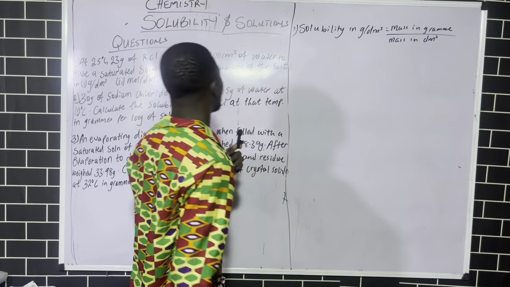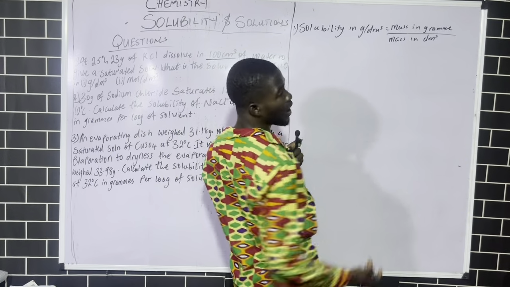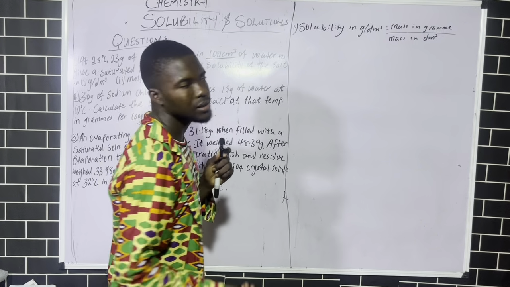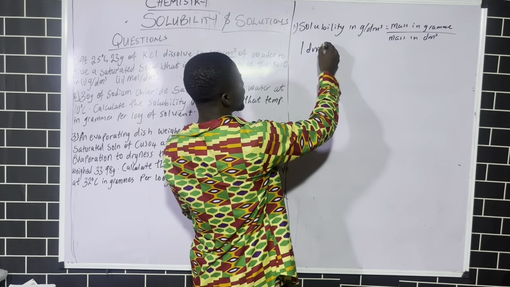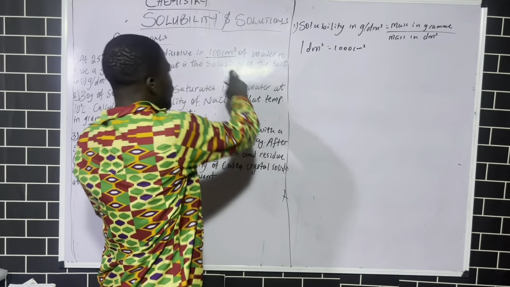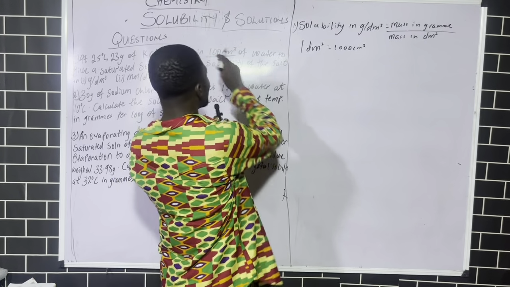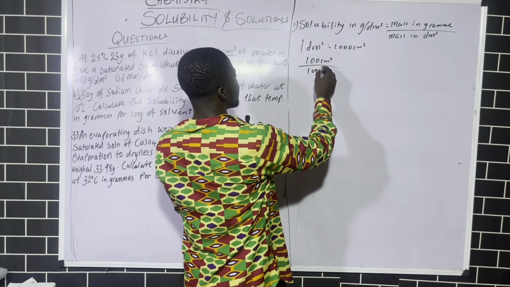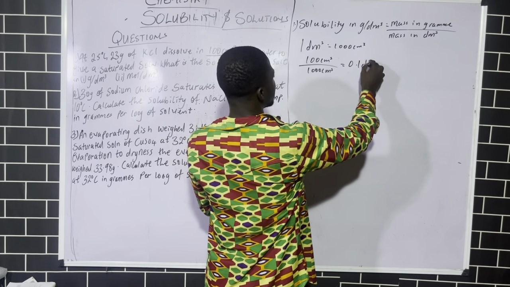But if you look at the question, our solvent was given in 100 centimeter cube, so we have to convert that to dm cube. What's the relationship between dm cube and centimeter cube? Remember that 1 dm cube, 1 decimeter cube, is 1000 centimeter cube. If I'm to change this 100 centimeter cube to dm cube, I have to divide by 1000. So this 100 will be 100 centimeter cube over 1000 centimeter cube. I'll get my answer in 0.1 dm cube.